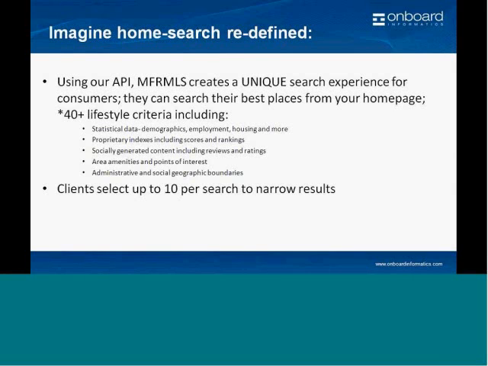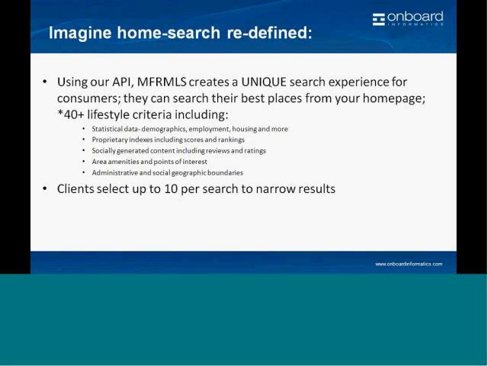The lifestyle criteria that we can provide include statistical data like demographics, employment, and housing, proprietary indexes including scores and rankings, so different components that make areas friendly that are ranked by outside sources. We loop in socially generated content, including ratings and reviews from places like Yelp and GreatSchools. It includes area amenities and points of interest, so you can actually search lifestyle based on restaurants, based on culture, based on art and entertainment.